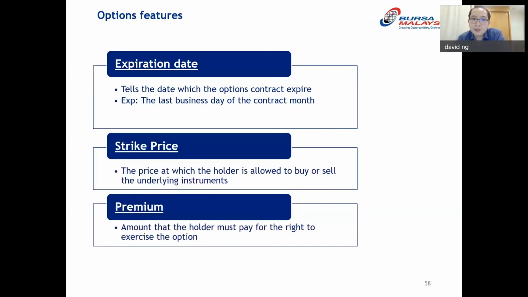So some of the key features you must know are that options have an expiration date. It usually expires based on the futures contract. It has a strike price. Every option will have a different strike price available to trade. And the premium is basically the price of the option that you pay.